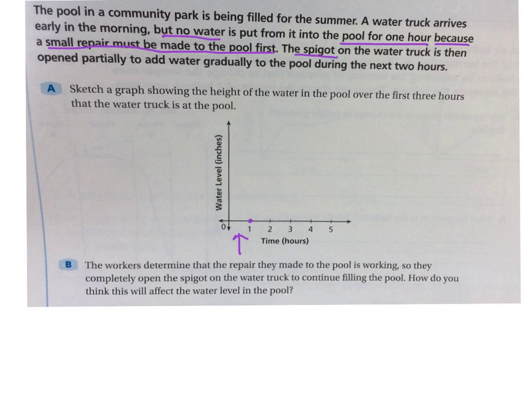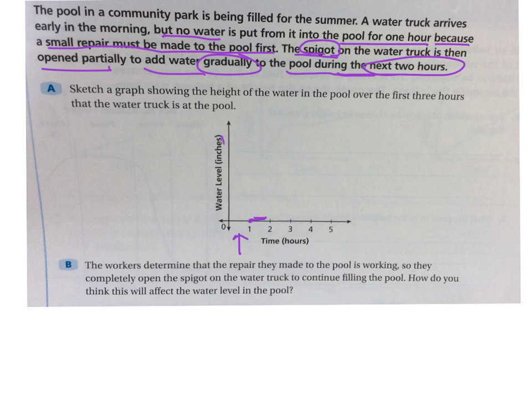Then the spigot. Now, if you don't know what a spigot is, that's basically the opening for the valve on the water truck is then opened partially. So you can imagine them turning the spigot and water starts to flow into a pipe or a tube into the pool. So now it's going to add water gradually. Well, that means at a very slow rate. Very, very slow rate. Now, but look how long it says. It's going to add it to the pool for the next 2 hours. Well, if it's going to do it gradually, they're not going to be going very fast.